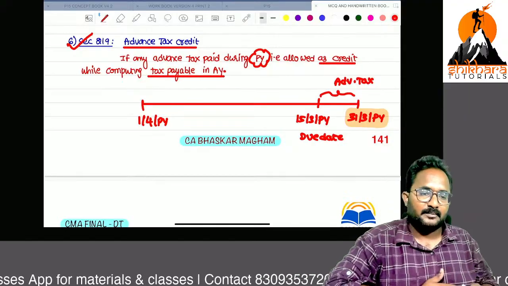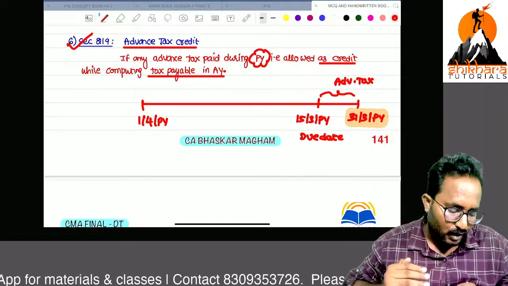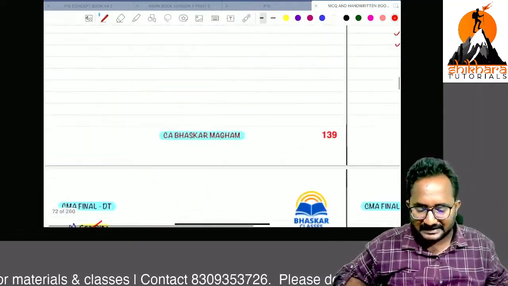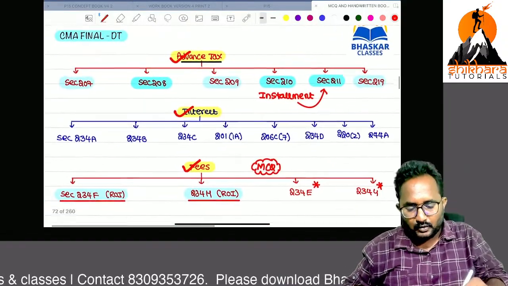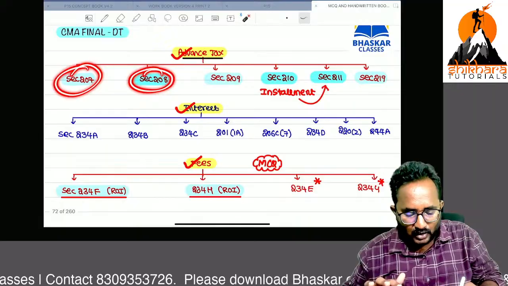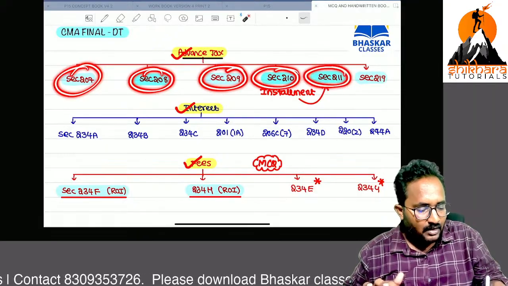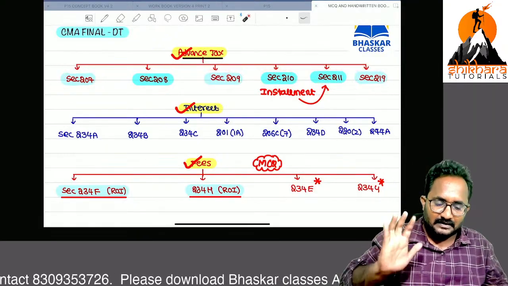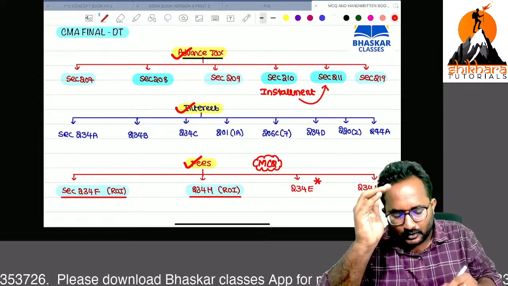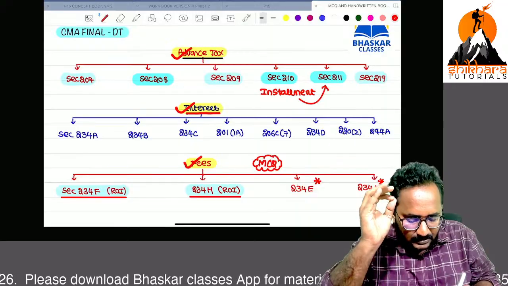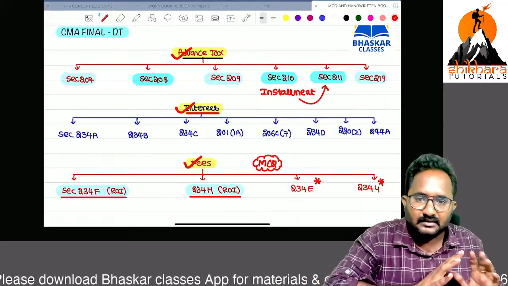Give me confirmation about your understanding up to now with respect to the advance tax provisions. So we have sections 207, 208, 209, 210, 211, 219 only. These are the sections we have in the advance tax chapter. Then we can move forward to the interest chapter. Please give me confirmation.